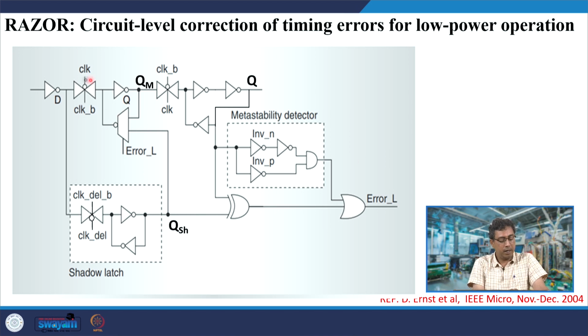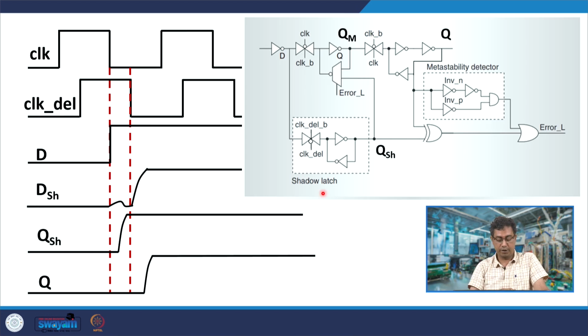So, this is a master latch, okay, and instead of an inverter, here you have this multiplexer, an inverting multiplexer, and this is the slave stage. Here you have the shadow latch, which has a delayed clock compared to the main clock, and here you have a metastability detector. So, I will now explain how it functions.